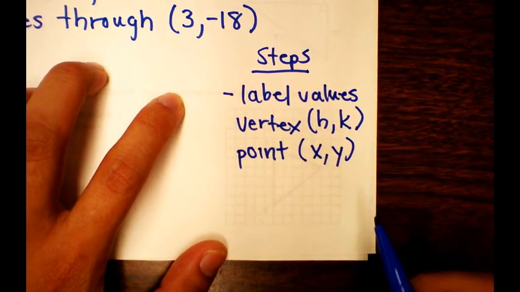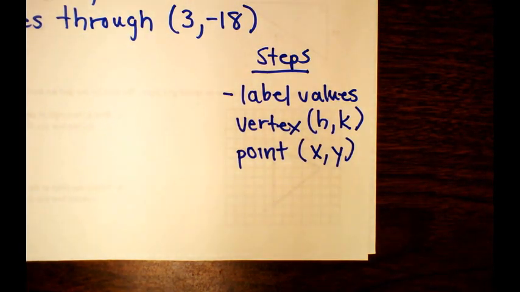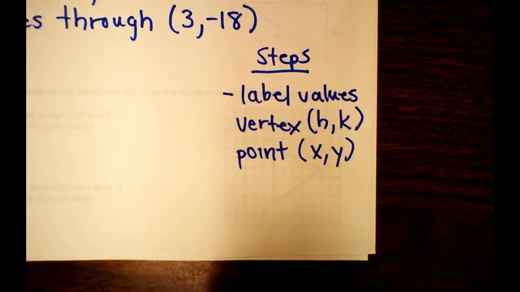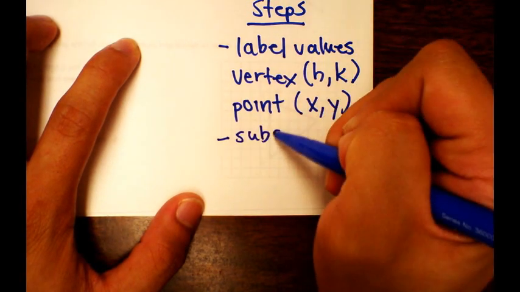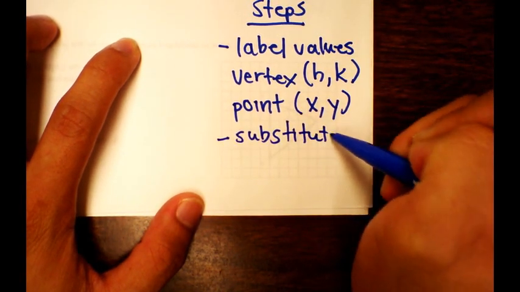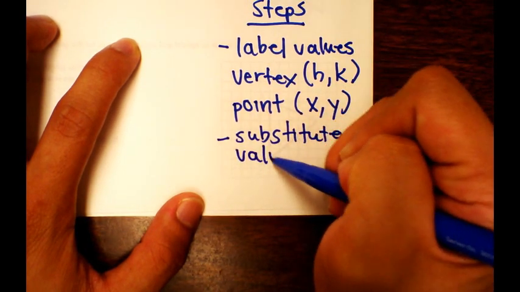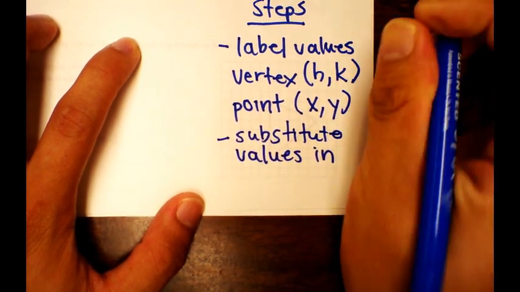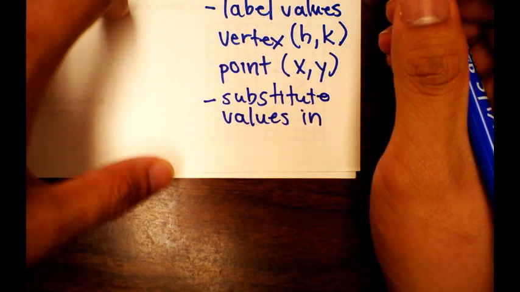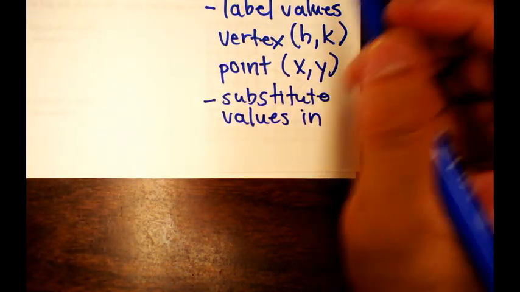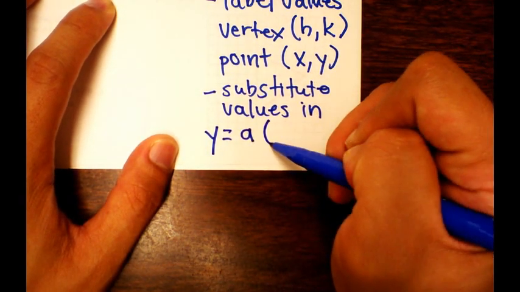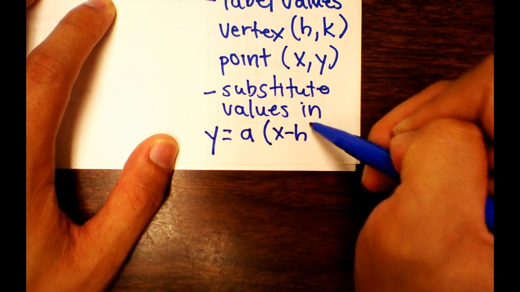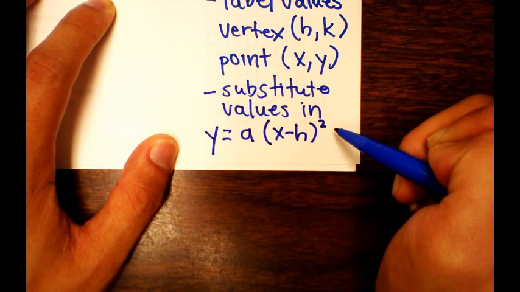Once we label those values, we are going to substitute them into the vertex form equation of the parabola. Let's see if you still remember the vertex form equation, and if not, it is y = a(x - h)^2 + k.